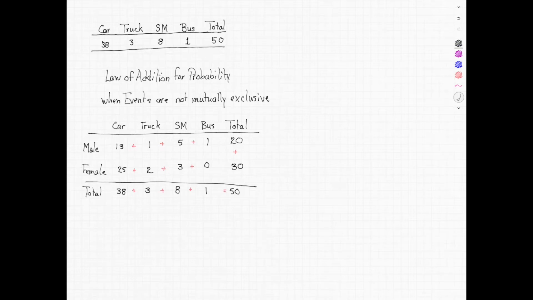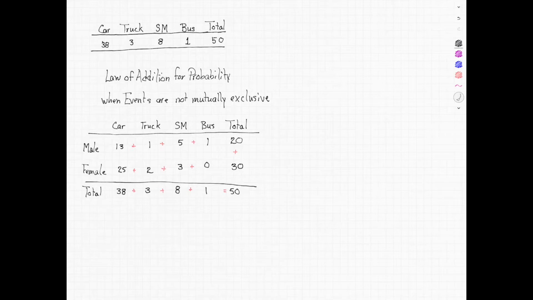Now, let's ask a few questions. The first one is, remember we said that the categories of transportation were mutually exclusive, meaning you could only drive a car, or you could only drive a truck, or you could only drive an SUV, or you could only take the bus that day. And then the gender is also mutually exclusive. You're either a male or you're considered female. And so those are all mutually exclusive events.